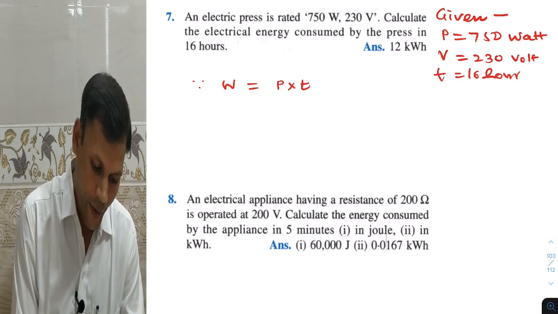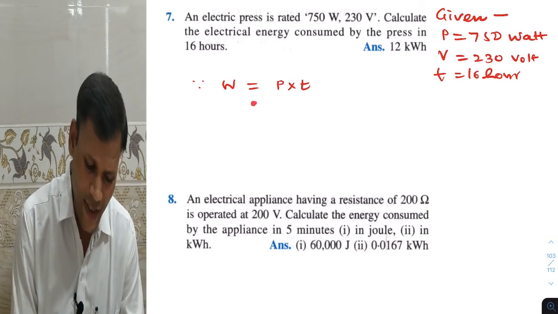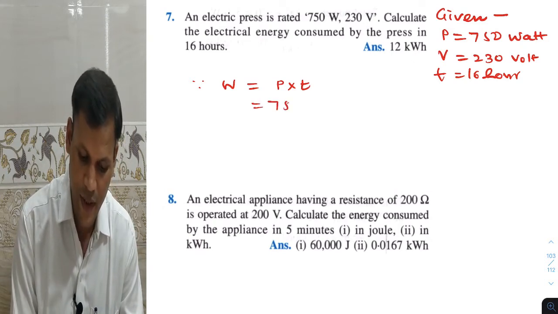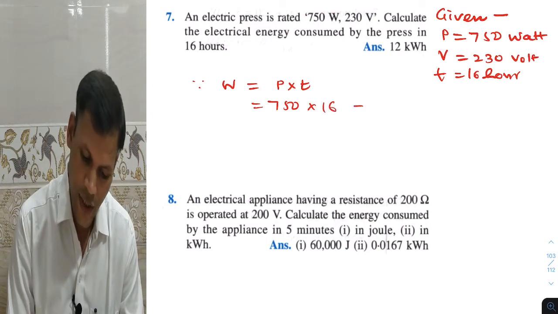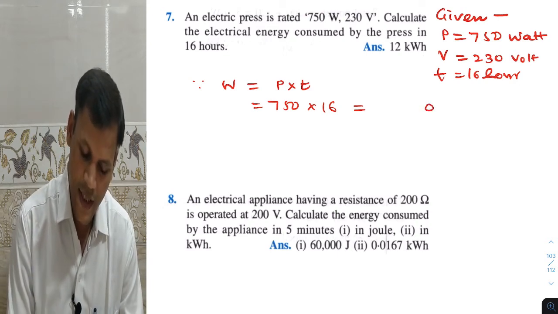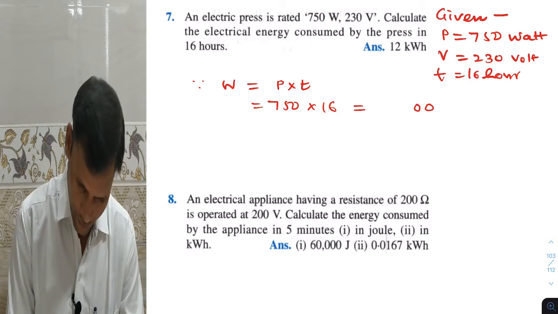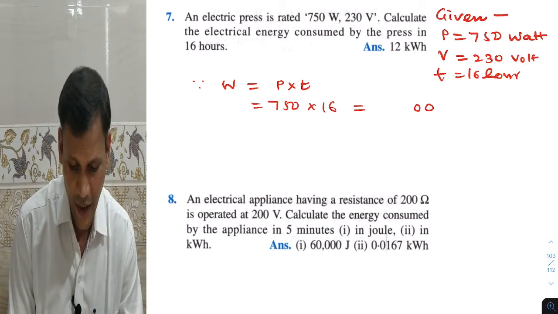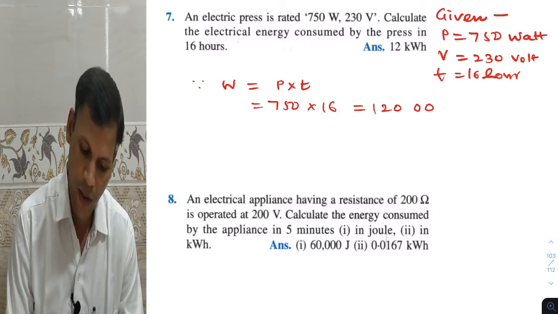So power, we'll write all the terms. Power is 750 into time is 16 hour. So multiply these two terms. 16 zeros are 1600, 16 5s are 80, 16 7s are 112. Okay, and this 820, it becomes overall multiplication.